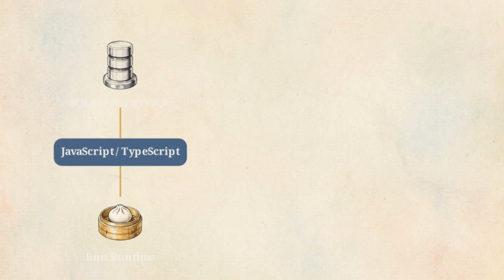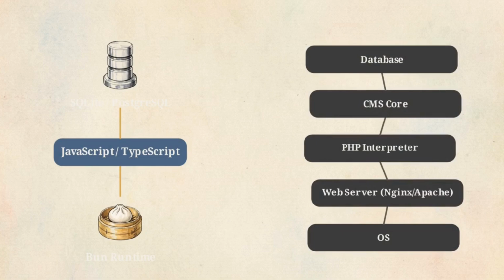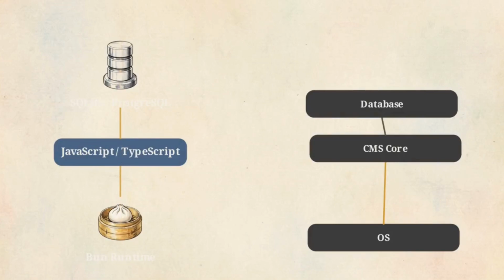This flowchart charts Instatic's technical architecture, placing the Bun runtime at the foundation. Compare this to a traditional PHP-based CMS. By leveraging Bun's native execution, the system removes middle-layer bottlenecks, resulting in a leaner infrastructure path.